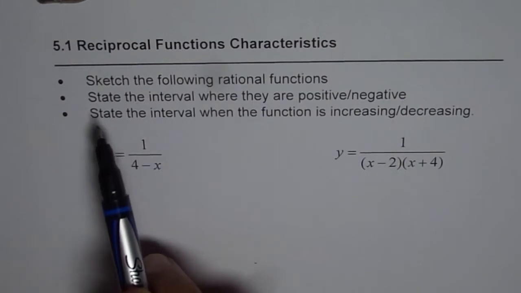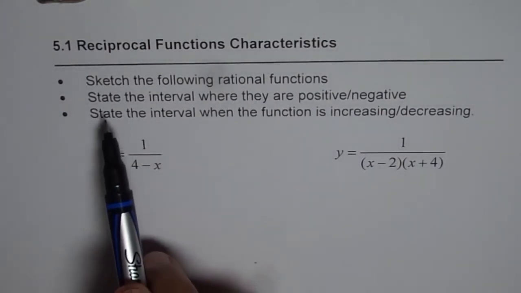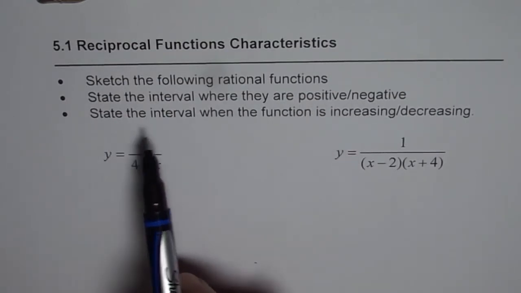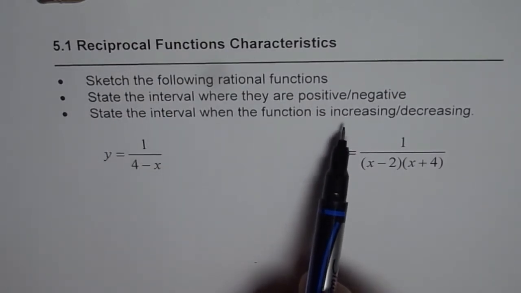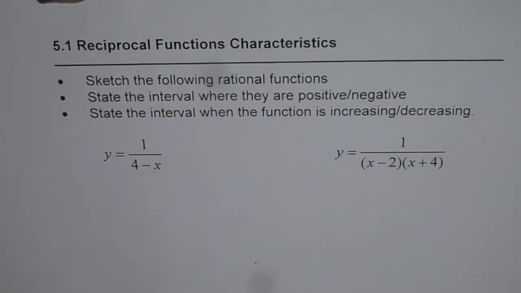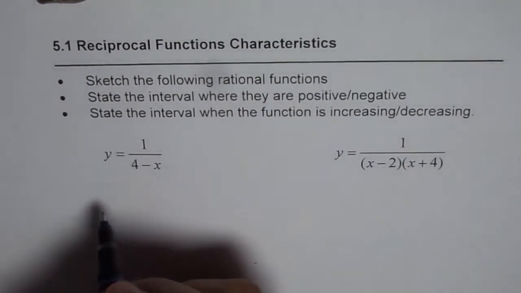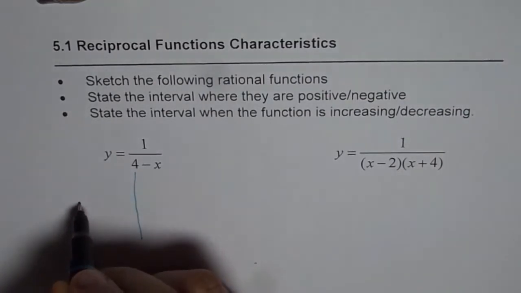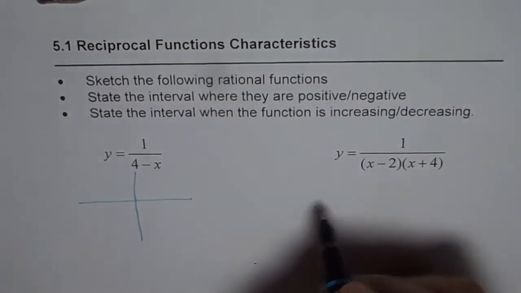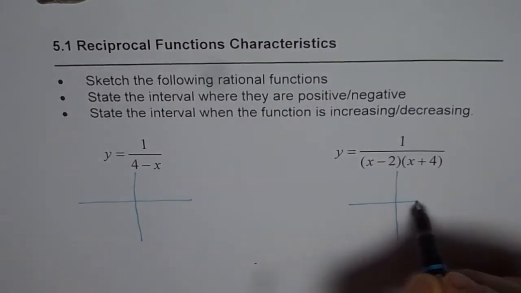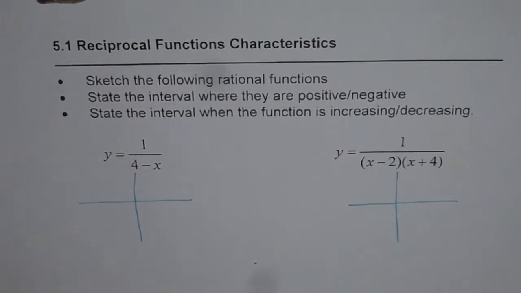The question is, sketch the following rational functions, state the interval where they are positive or negative, and state the interval where the function is increasing or decreasing. So the first part is sketching the graph. I'll sketch these graphs by first sketching the linear function, and then its reciprocal. And then we'll figure out the positive part, negative part, and increasing, decreasing.